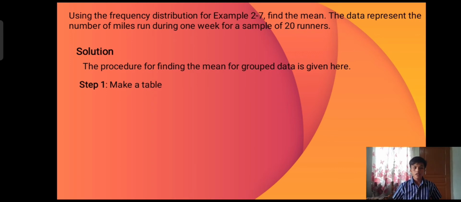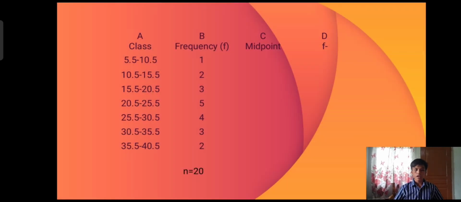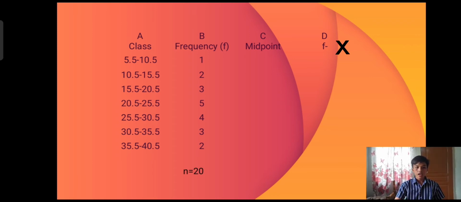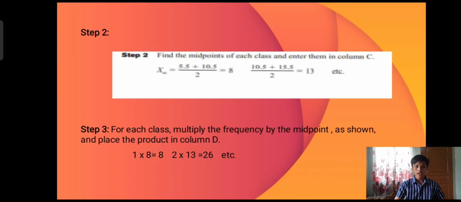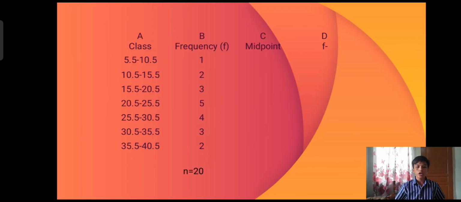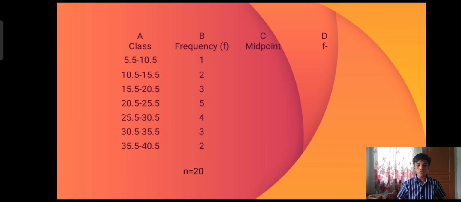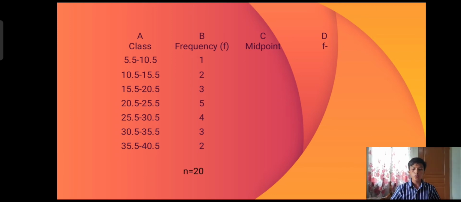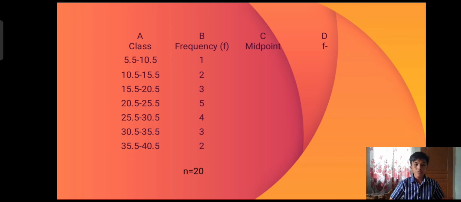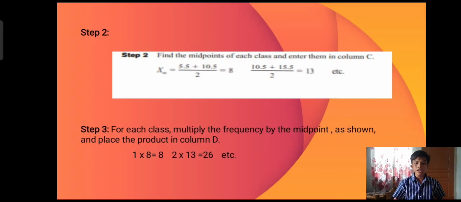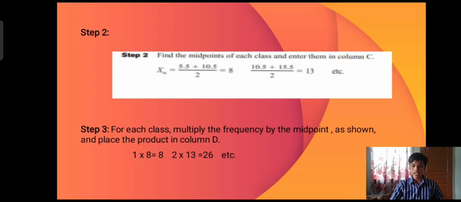Step 1. Make a table. You must make a table for the class, frequency, midpoint, and f times x. Here are the classes, 5.5 to 10.5 and so on. The frequencies are 1, 2, 3, 5, 4, 3, 2, for a total of 20. Step 2. Find the midpoints of each class and enter them in column C.